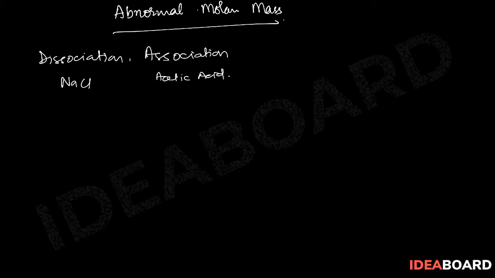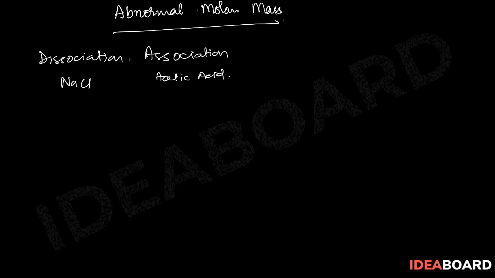We know that when an ionic solute is dissolved in a solvent, it undergoes dissociation. Similarly, there are some compounds which undergo association when they are dissolved in solvents. For example, acetic acid in benzene, and there are many other similar examples. For an ionic compound, I give NaCl as an example.